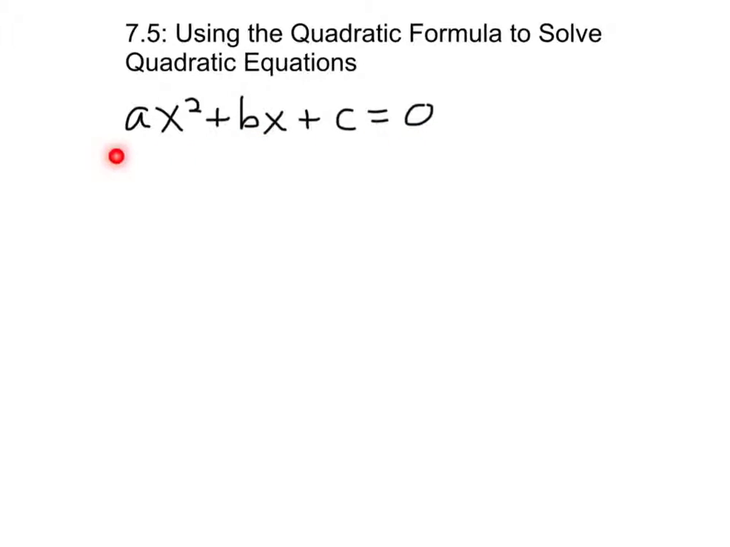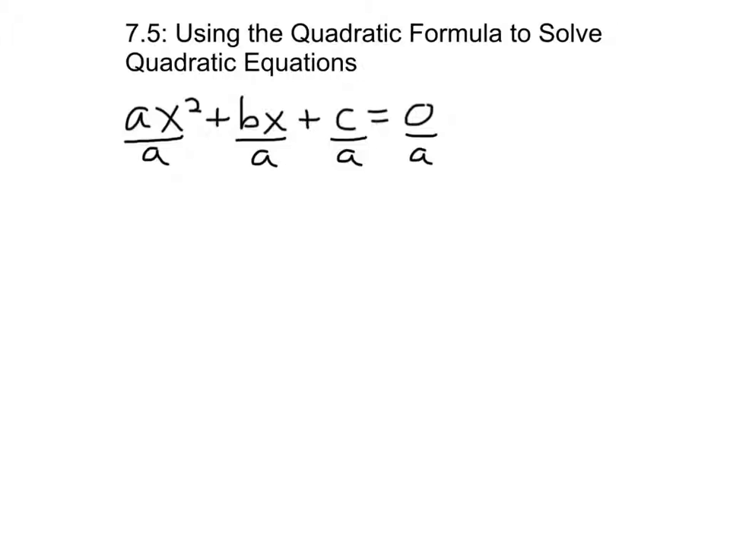In other words, we're just going to use the process of completing the square on ax squared plus bx plus c equals 0, where a, b, and c could be any numbers. Now, remember that completing the square only works when the coefficient in front of this x squared is a 1. So we'd have to start by dividing everything by whatever that number is. So we'll divide everything by a on both sides of the equation.